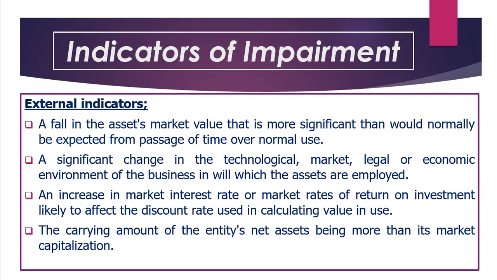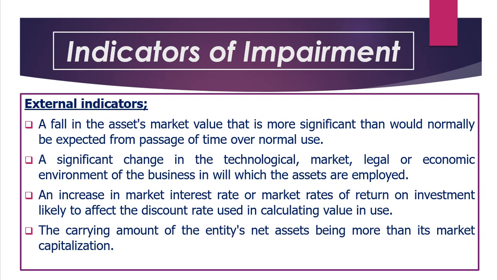Then 3 is an increase in the market interest rate that is likely to affect the discount rate used in calculating the value in use. So now, when the discount rate increases, then the recoverable amount reduces. And if it reduces, it means that the carrying amount will be higher than the recoverable amount, hence leading to impairment of the asset.